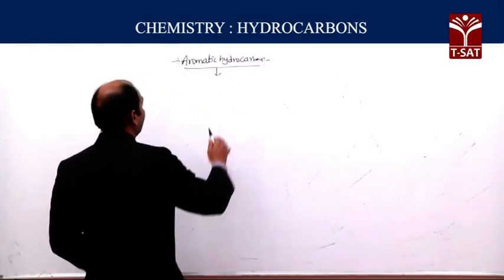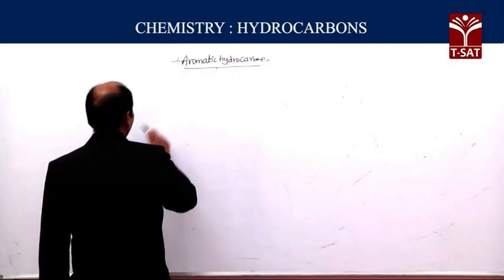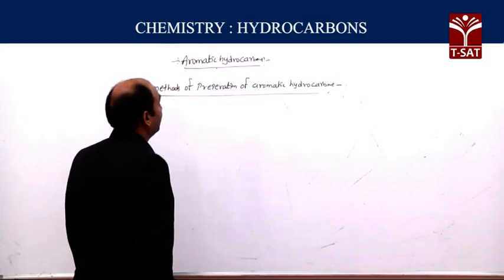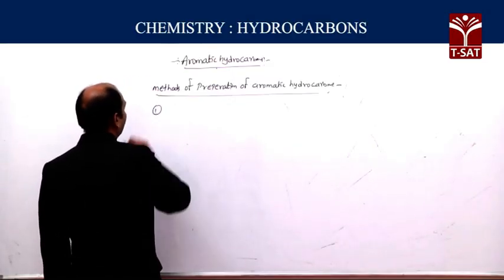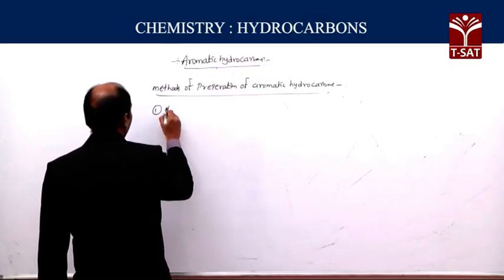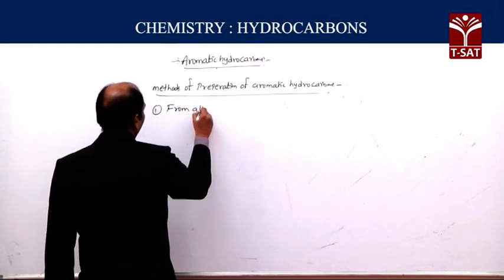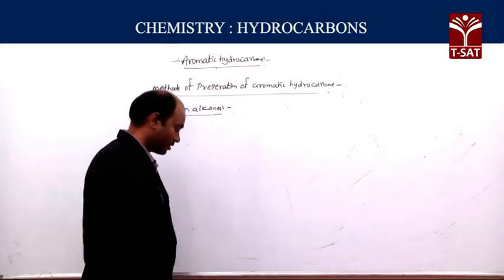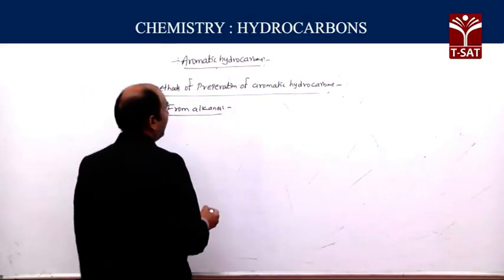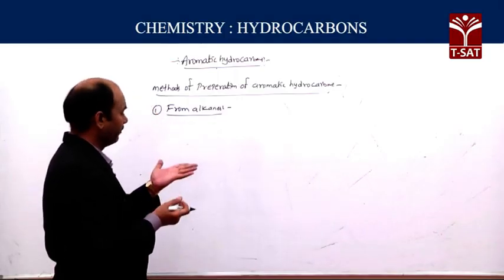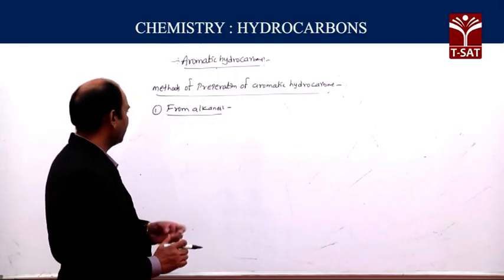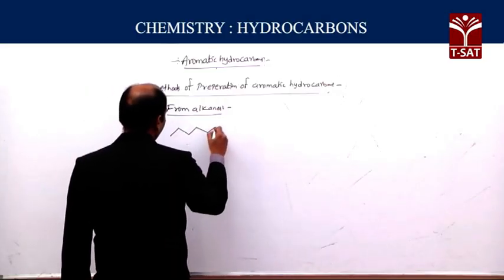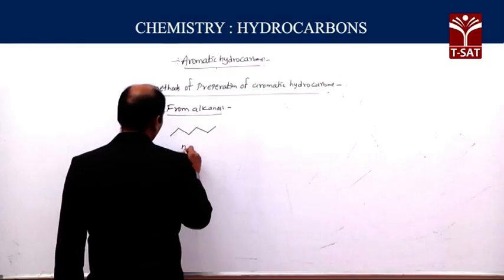Next, we are going to discuss the methods of preparation of aromatic hydrocarbons. First of all, from alkanes. Sir, how are alkanes converted into aromatic compounds? Is it possible? Yes, it is possible, but it is not a direct step. For an aromatic compound, suppose you take benzene, benzene requires 6 carbons. So, minimum we take 6 carbon atoms, that is hexane, 1, 2, 3, 4, 5, 6. This is nothing but n-hexane.